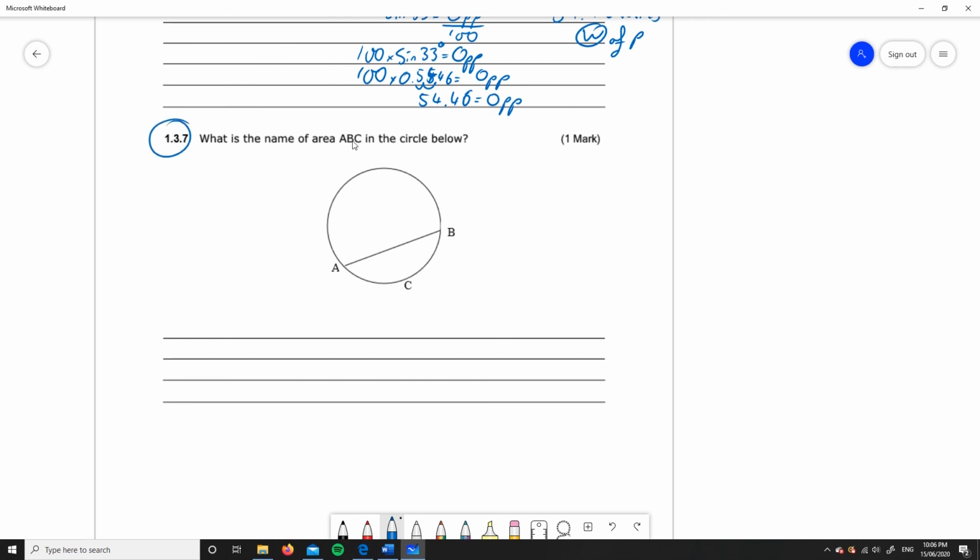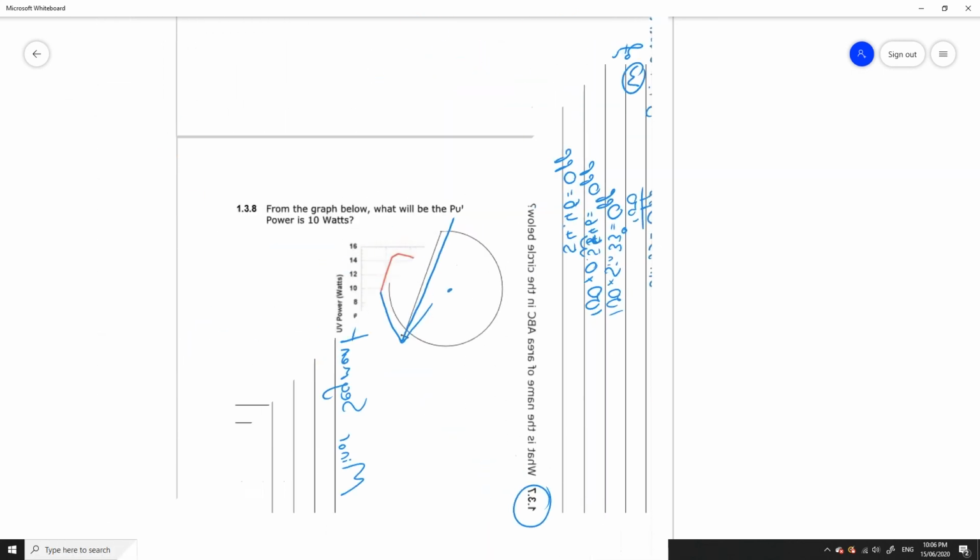What is the name of the area A, B, C in the circle below? Given that that is a chord line and it's not passing through the center, we're not looking at a sector, we're looking at a segment. If my segment is the larger one, it would be the major. This one that they're talking about is the smaller of the two, so we are looking at a minor segment.